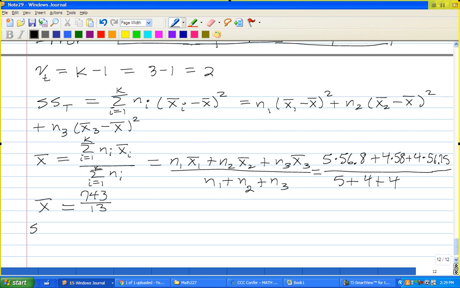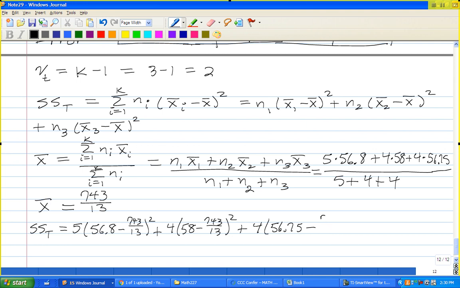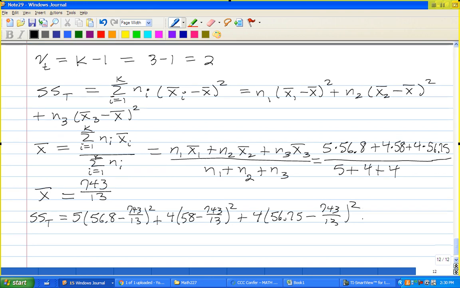So it says that this is equal to 5 times the mean, which was 56.8, minus this guy, plus 4 times 58 minus the mean, plus 4 times 56.75 minus the mean, and you should plug all that in there.